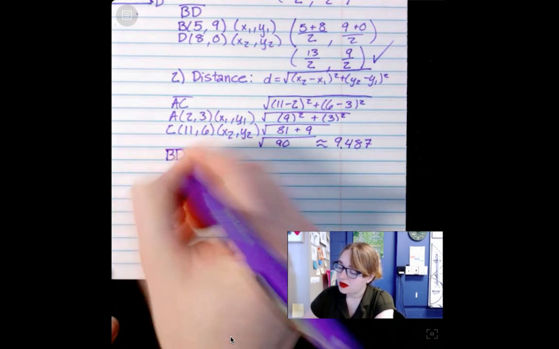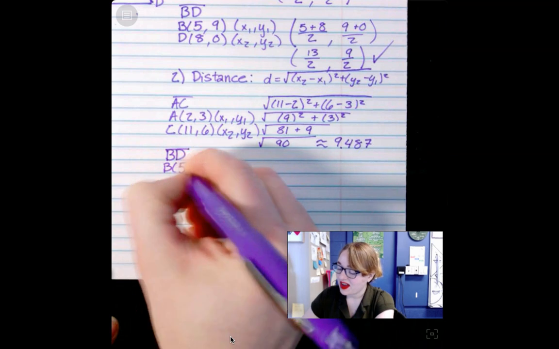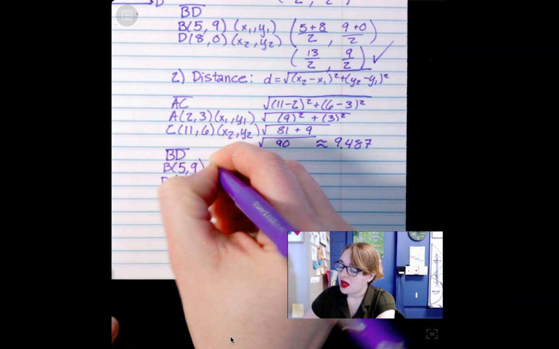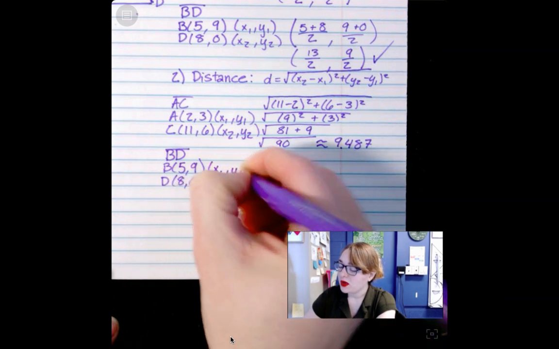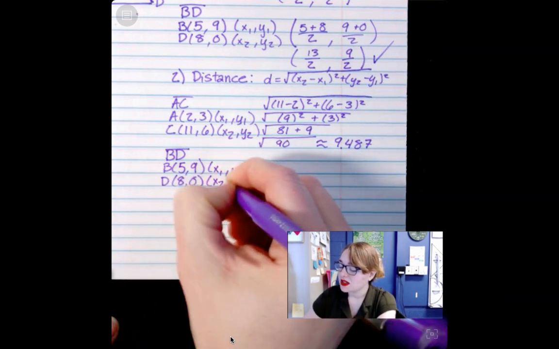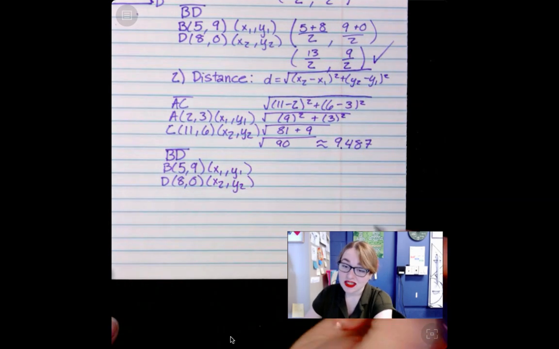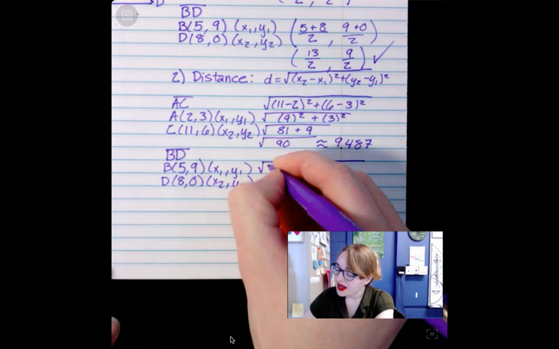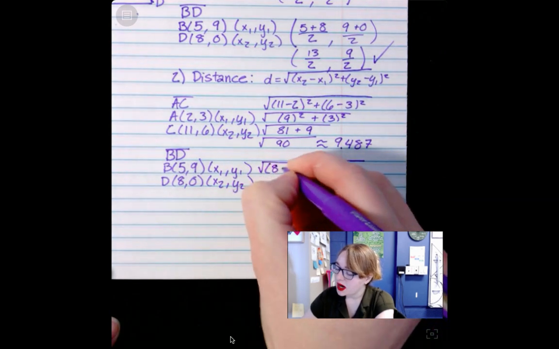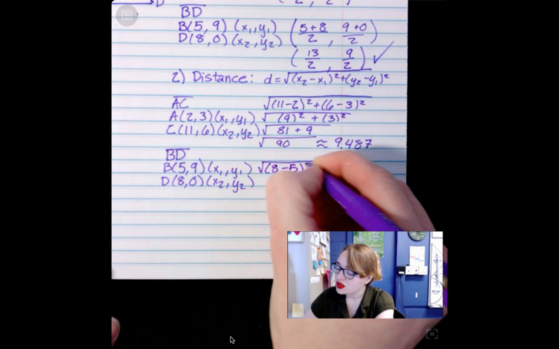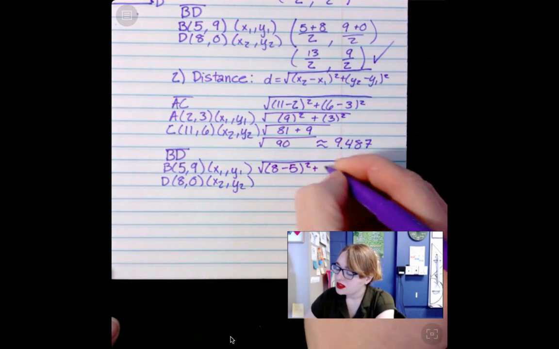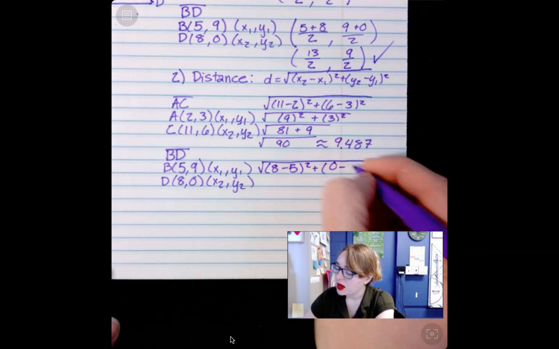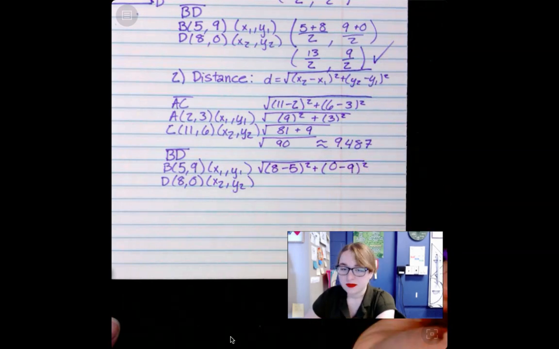So point B is still at 5, 9, and point D is still at 8, 0. I'm going to pick B to be my x1, y1 again, and D to be my x2, y2. Again, it does not matter. Okay, plugging this into the formula here, we have our x2, which is 8, minus our x1, which is 5 squared, plus our y2, which is 0, minus my y1, which is 9 squared.